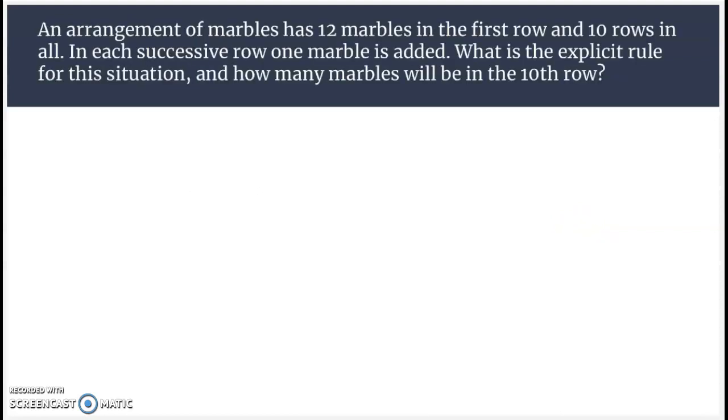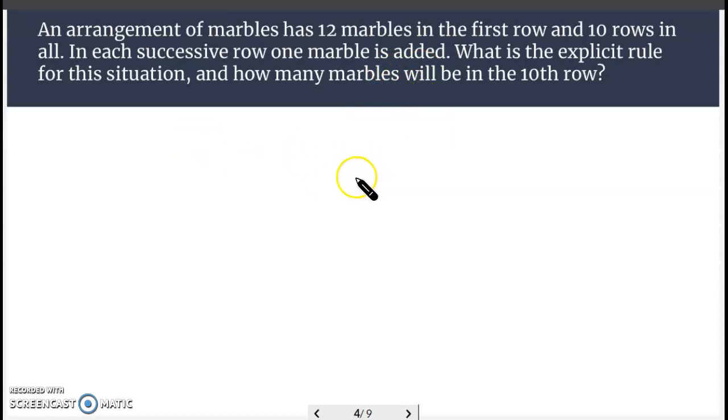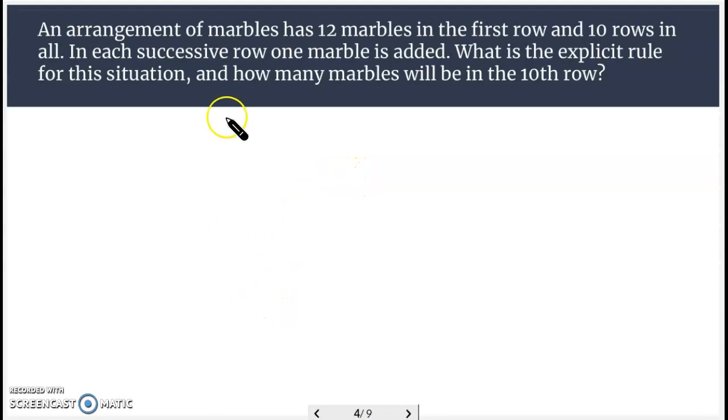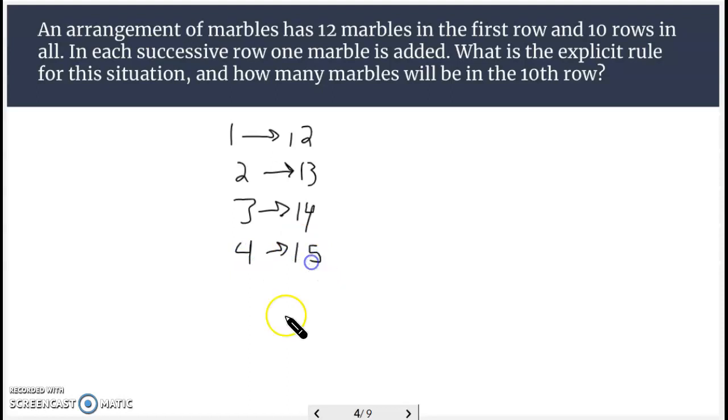Okay, so here we are. An arrangement of marbles has 12 marbles in the first row, 10 rows in all. Each successive row has 1 marble added. What's the explicit rule for this situation? How many marbles will be in the 10th row? Row 1 will have 12 marbles. Row 2 will have one more than that, 13. Row 3 will have 14. Row 4 will have 15, and so on. Now we're going to go all the way to the 10th row, and we have to figure out how many marbles would be there.